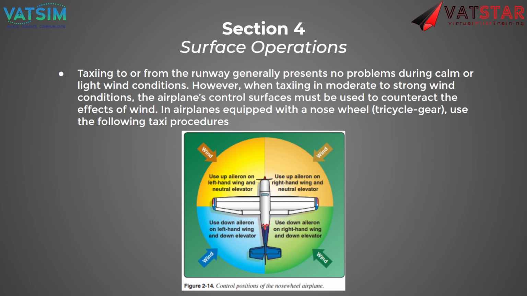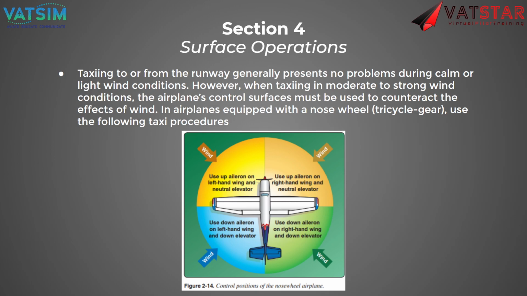So taxiing to or from the runway generally will not cause a problem when it's calm wind. But when taxiing in moderate to strong winds, so from like 15 to 30 to 40 knots, if you're flying at 40 knots, well, best of luck to you because you probably won't be able to land the thing. You need to make sure the controls are oriented so that wings and elevators aren't lifted off the ground.